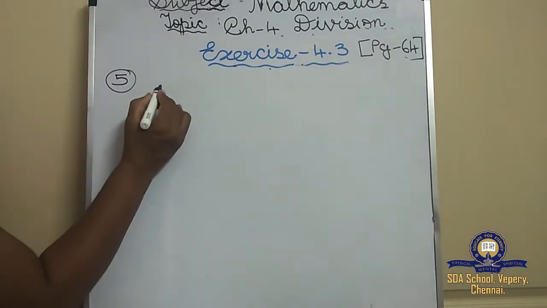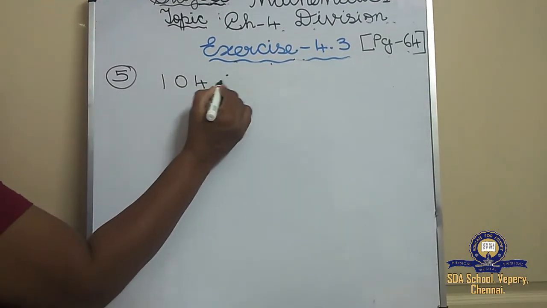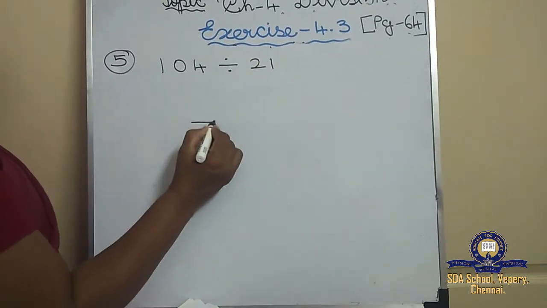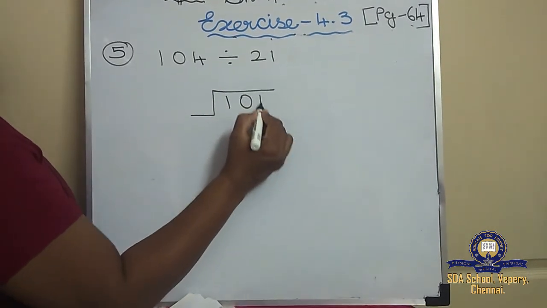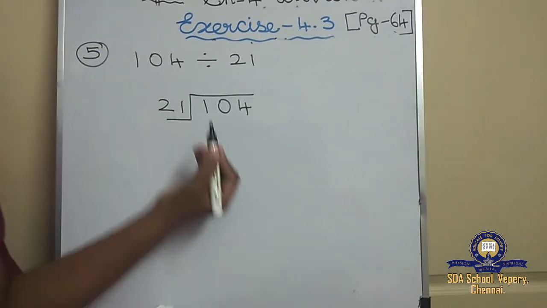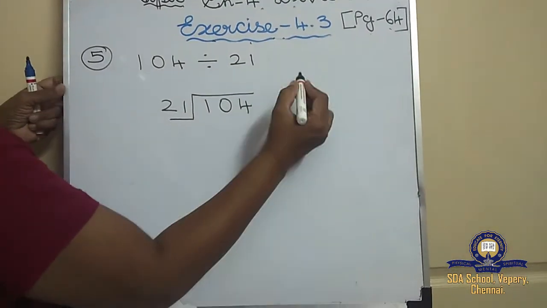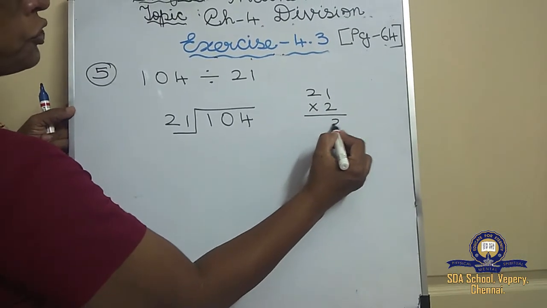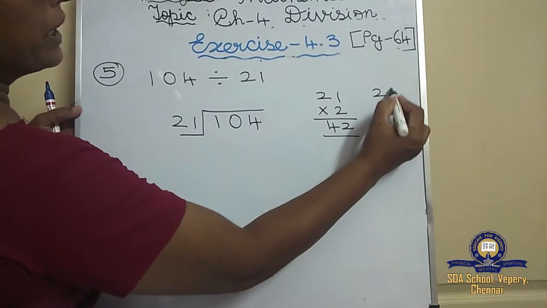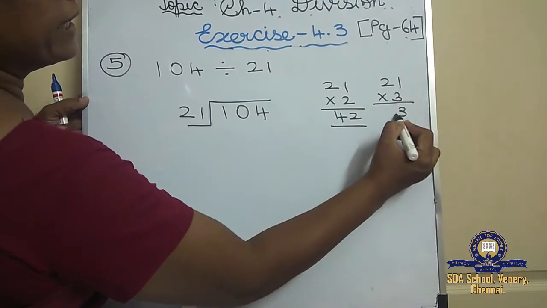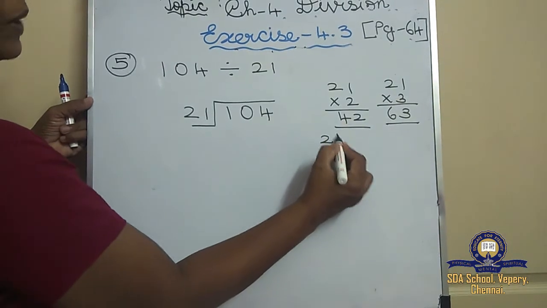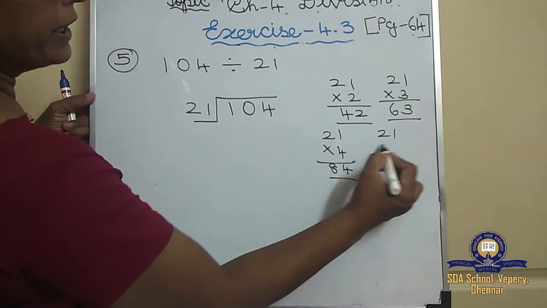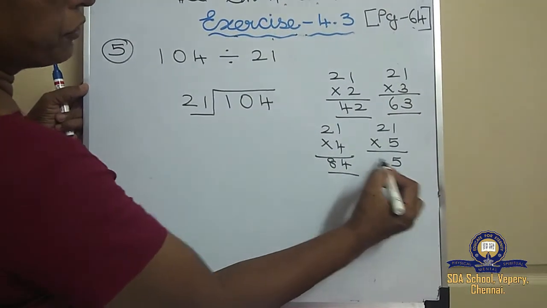Fifth sum, 104 divided by 21. So, what's the dividend here? 104, and the divisor is 21. So what do you have to write? 21 ones are 21. From the two tables you can write: 21 into 2, 2 ones are 2, 2 twos are 4. 21 into 3, 3 ones are 3, 3 twos are 6. 21 into 4, 4 ones are 4, 4 twos are 8. 21 into 5, 5 ones are 5, 5 twos are 10.